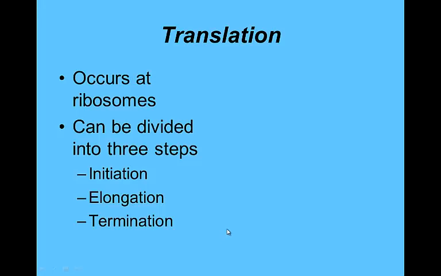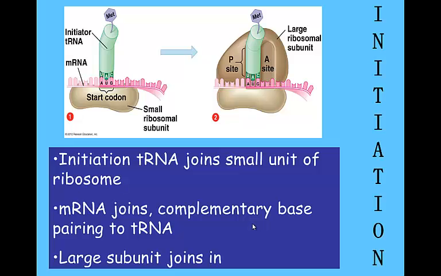So again, translation is not going to happen in the nucleus. Our messenger RNA has left the nucleus. We're going to go out to the ribosomes. We can divide it into 3 steps: initiation, elongation, and termination. And we can start with initiation.